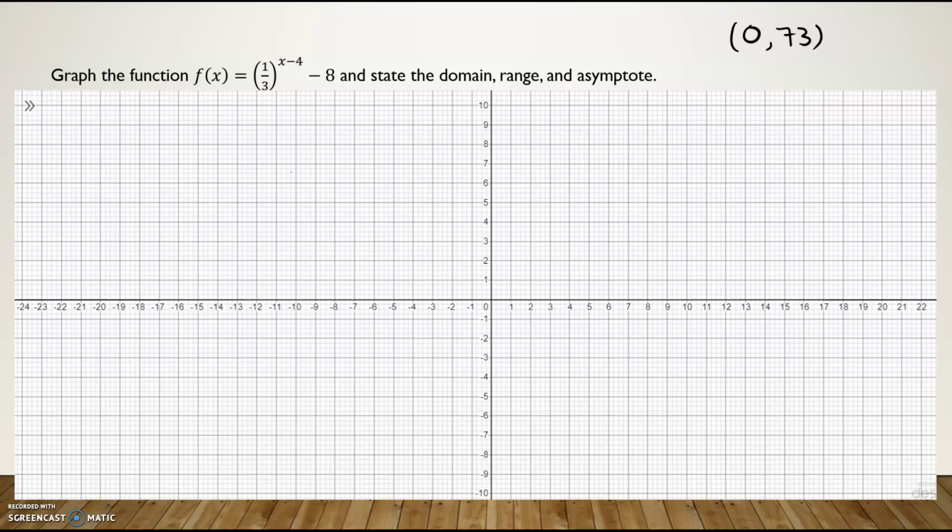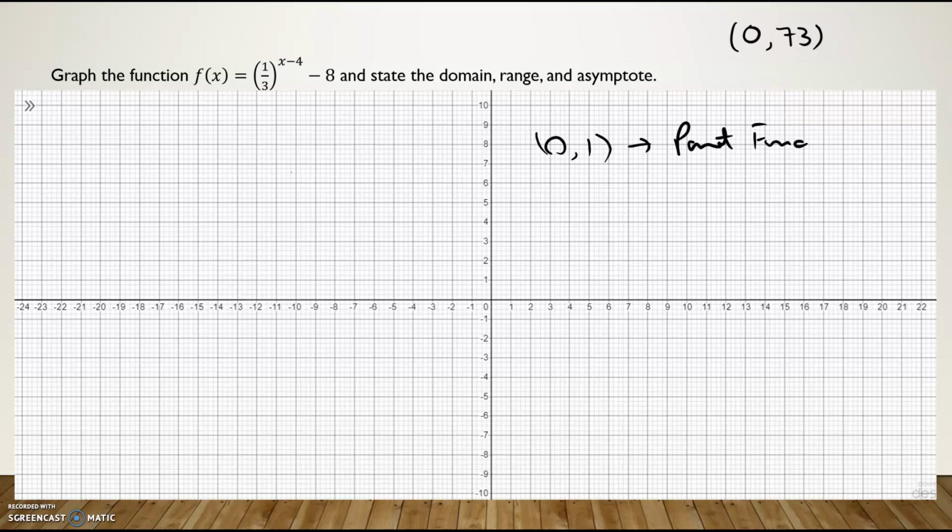All right, this is section 6.2, part 2. Let's keep on looking at this problem right here. We already found a key point to be (0, 73). Let's also look at the key point from the parent function, (0, 1). Okay, so this is from the parent function.